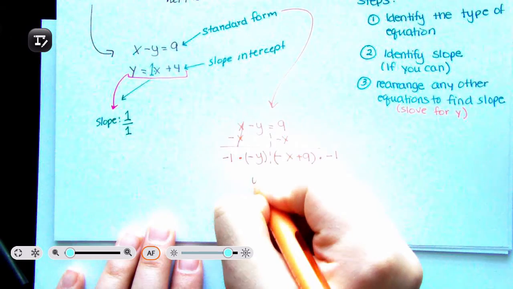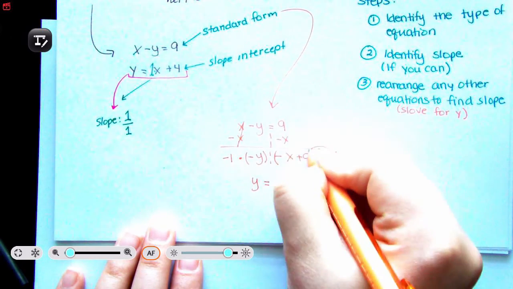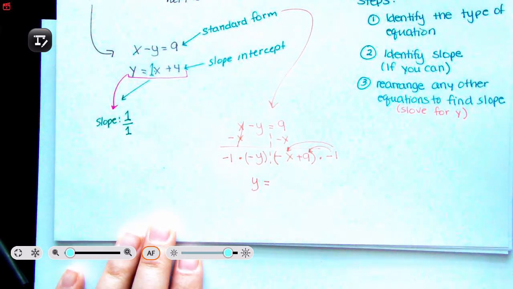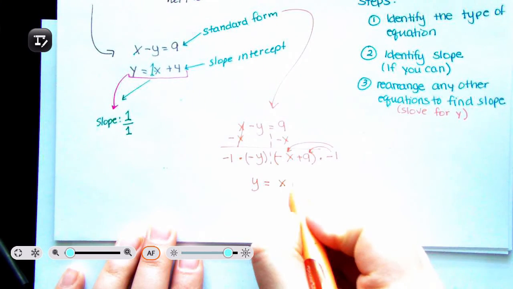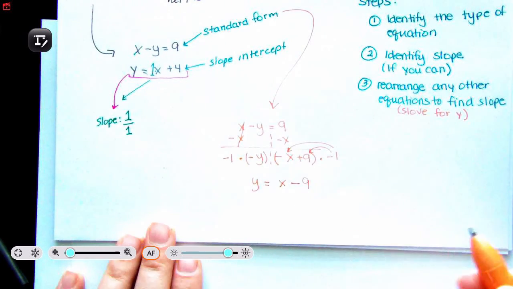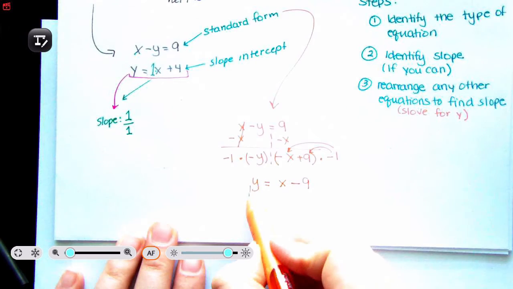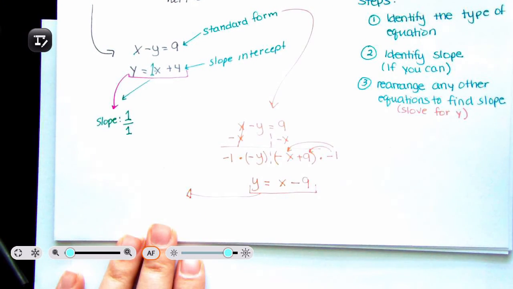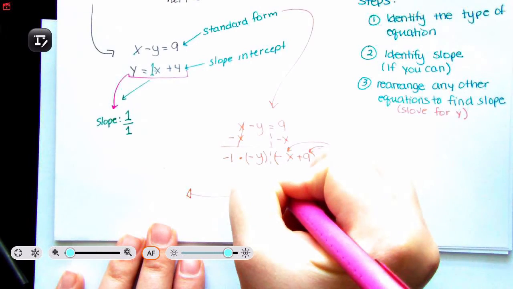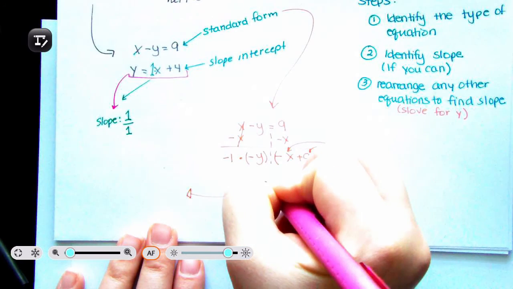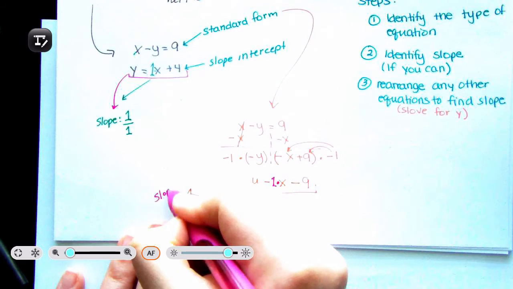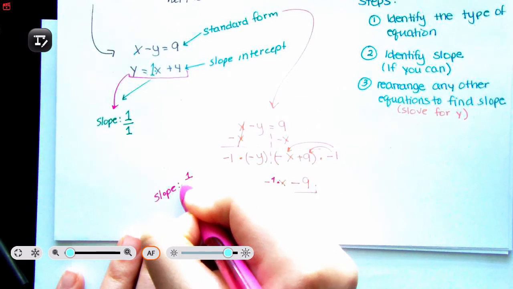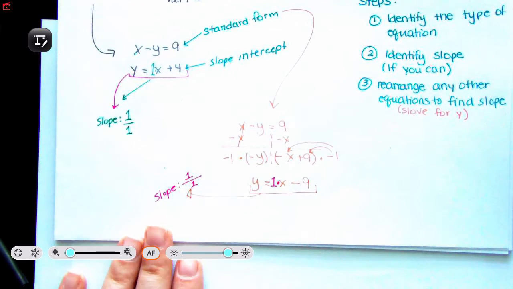So I have y is equal to, this negative 1 gets multiplied to all terms, distribute. So I have x minus 9. Okay, so now that I have it in slope-intercept form, I'm going to identify the number in front of x. And again, there's nothing here, so that means I have 1 here. So my slope is 1, or if you want it in terms of a fraction, 1 over 1.